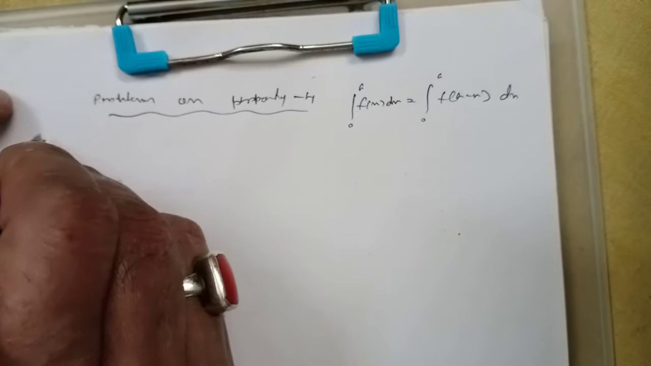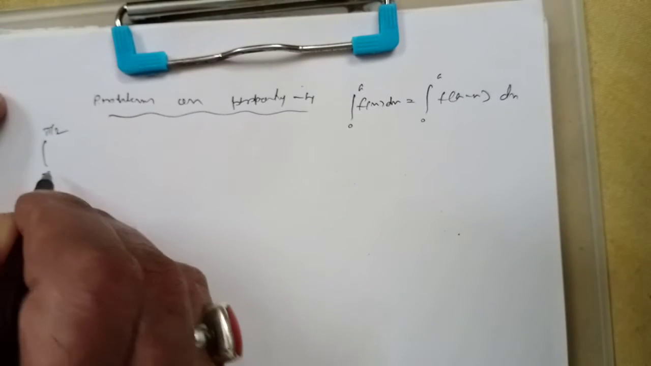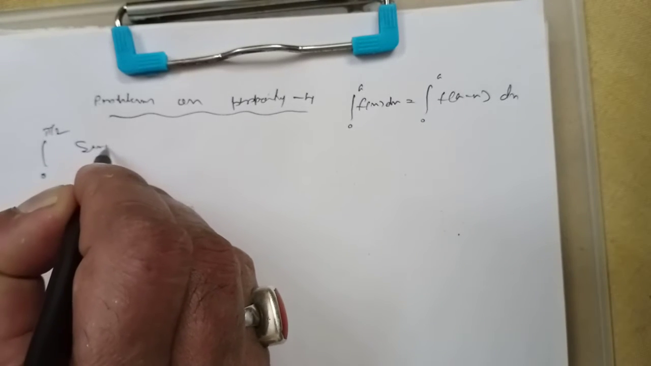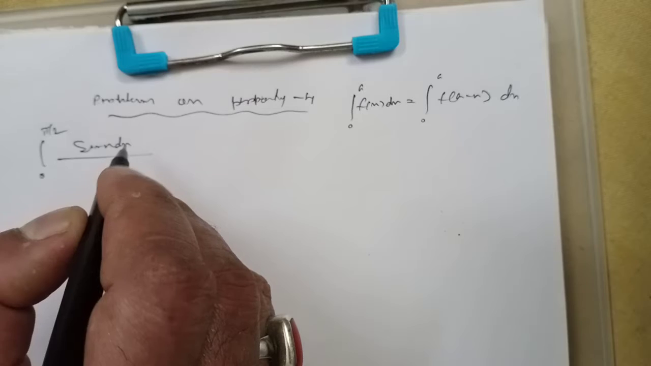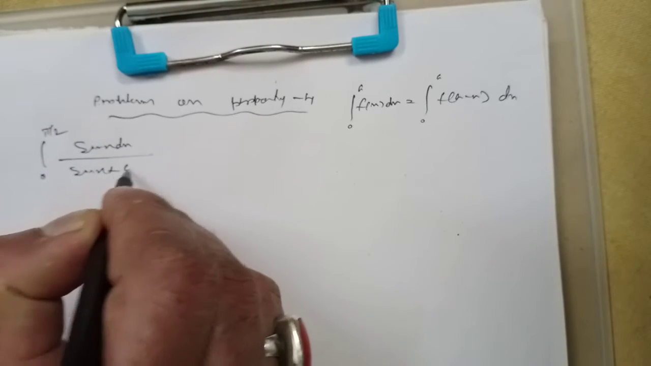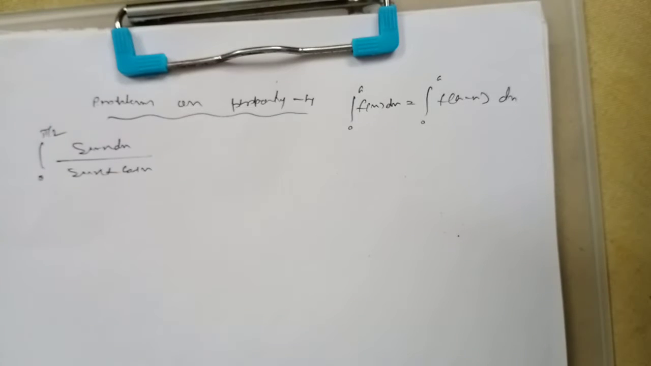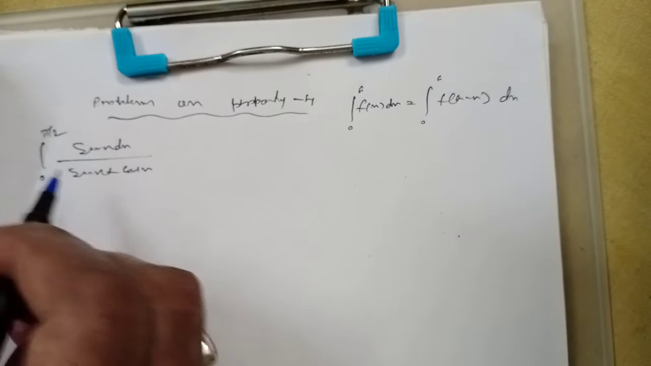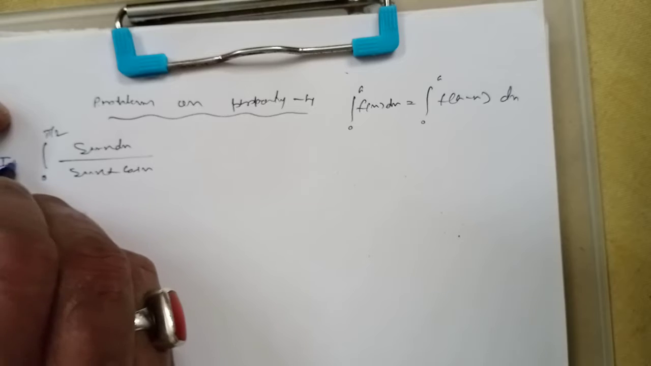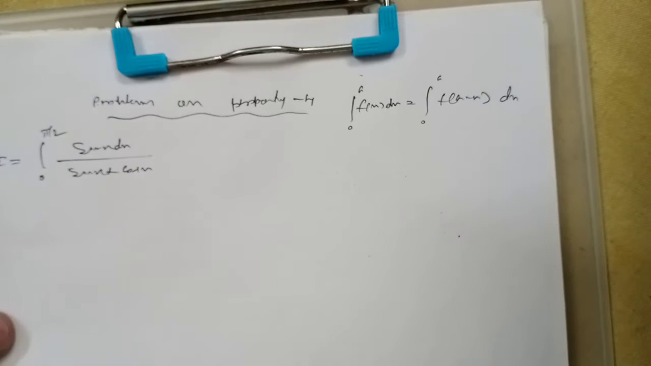Our first problem is integral 0 to pi by 2 sin x dx by sin x plus cos x. Let us make our habit to start with I equals to the given integral.